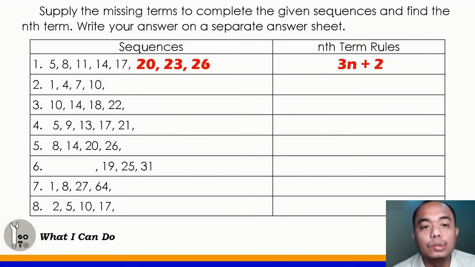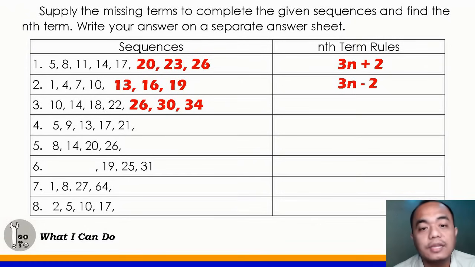Number 2: 1, 4, 7, 10. And the succeeding terms are 13, 16, 19. 3n minus 2 is our nth term for number 2. Number 3: 26, 30, 34 are the next 3 terms. And we have 4 times n plus 6 as the nth term rule.